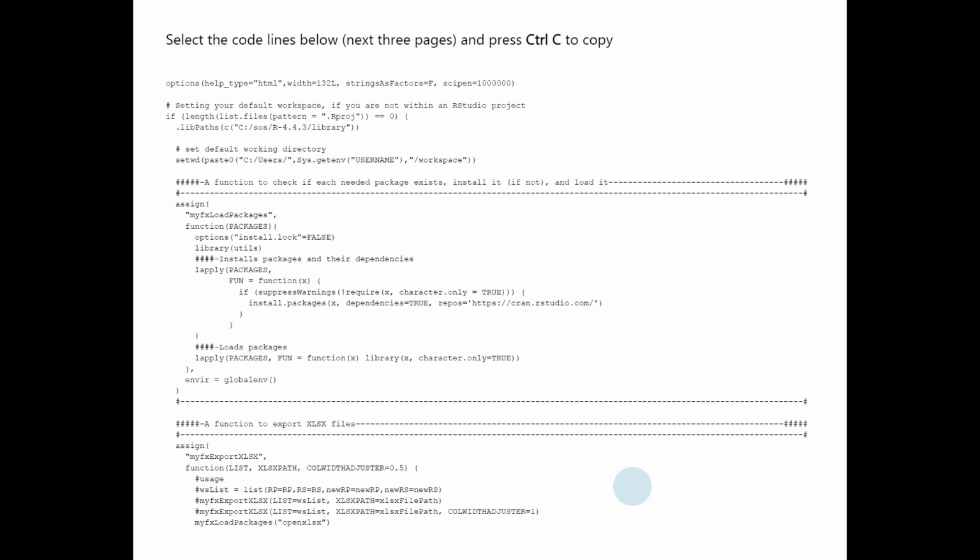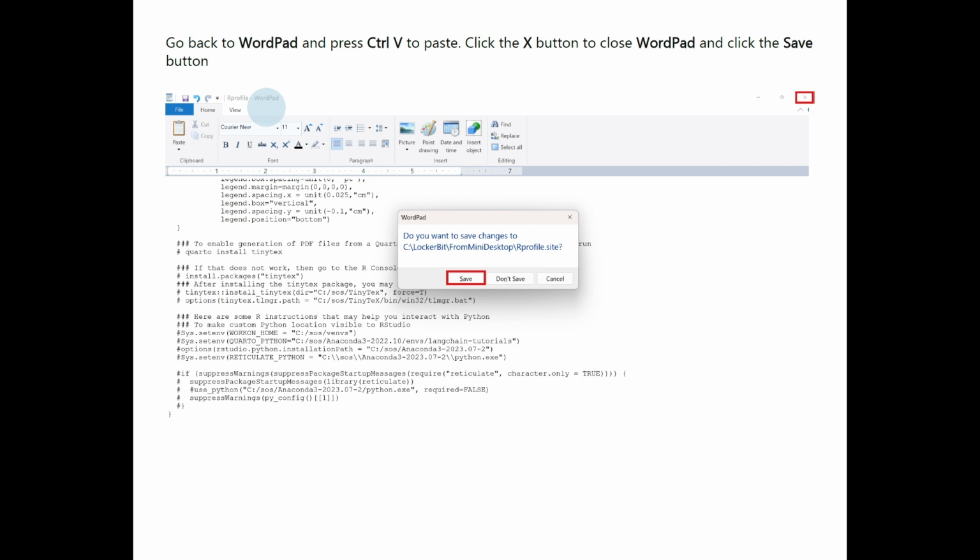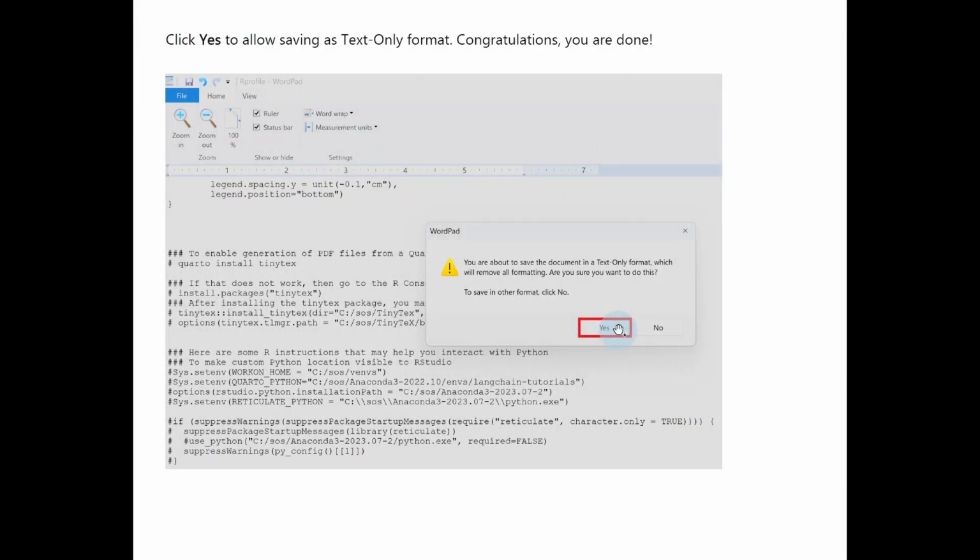Select the lines of code and use the Ctrl-C keyboard shortcut to copy. Go back to the text editor and press Ctrl-V to paste. Click the X button to close the editor. Then click the Save button. Click Yes to allow saving your .site file as text-only format.